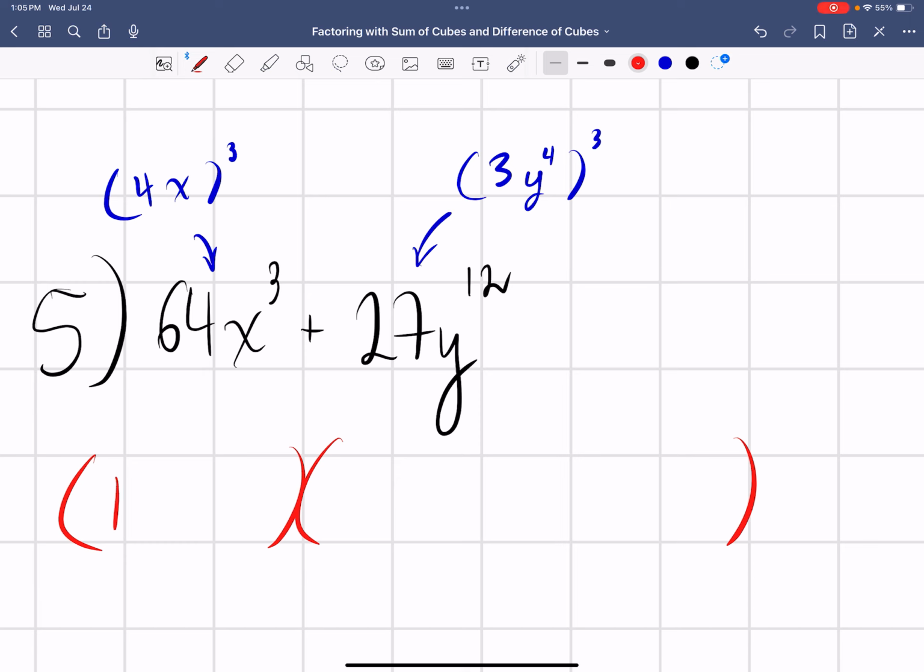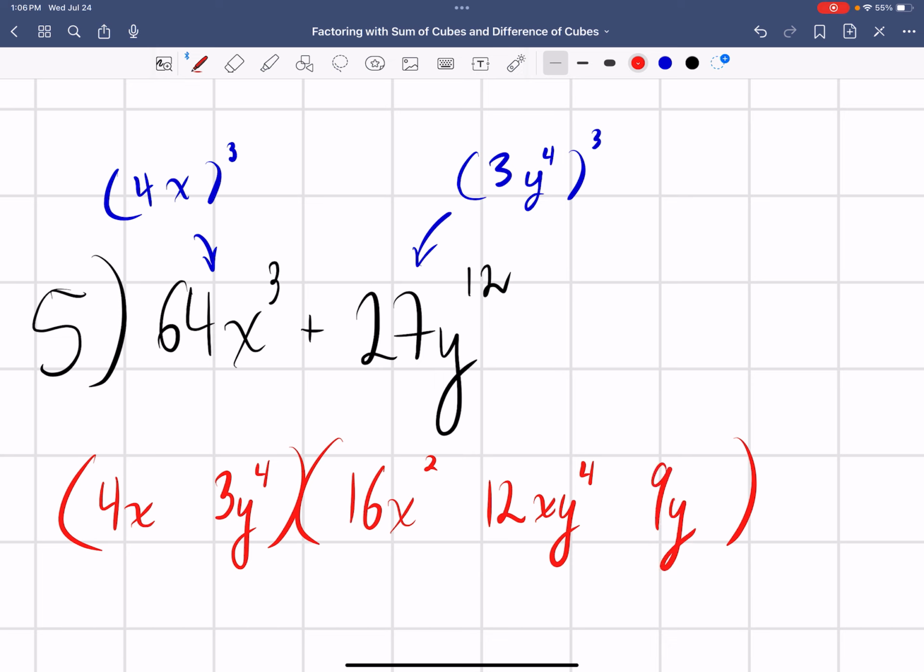we have a, 4x. b, 3y to the 4th. a squared, so that's going to be 16x squared. ab, right, so let's multiply these carefully, a times b, 4 times 3 is 12, x, y to the 4th, and then b squared, so that's going to be 9y to the 8th. And then we'll put in our signs, same, opposite, plus. Done.